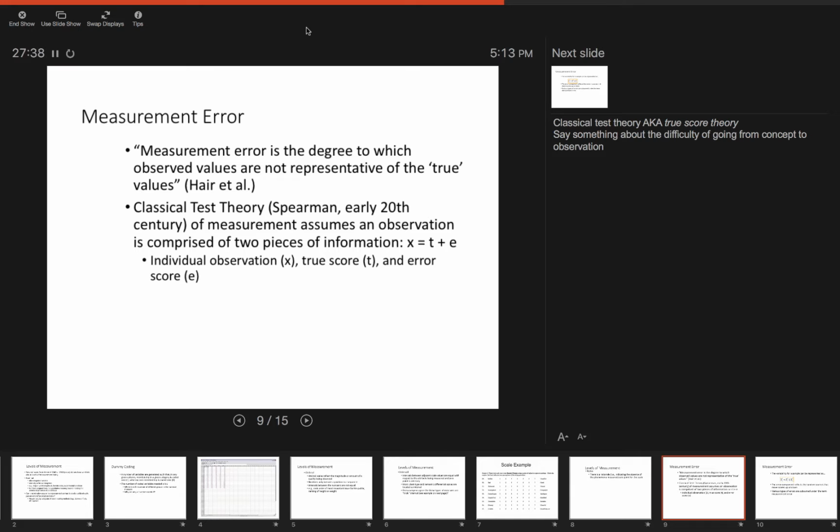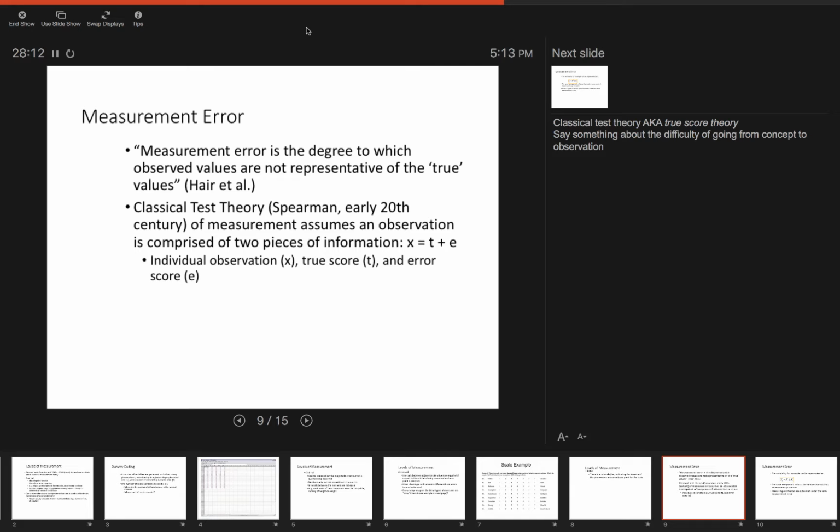Another key concept that might have been a part of a previous class you took, but clearly will play a role as we move forward in this class, is this idea of measurement error. Measurement error is the degree to which the observed values are not representative of some true value. In most cases, we don't know what the true value is, or we would have just used that.